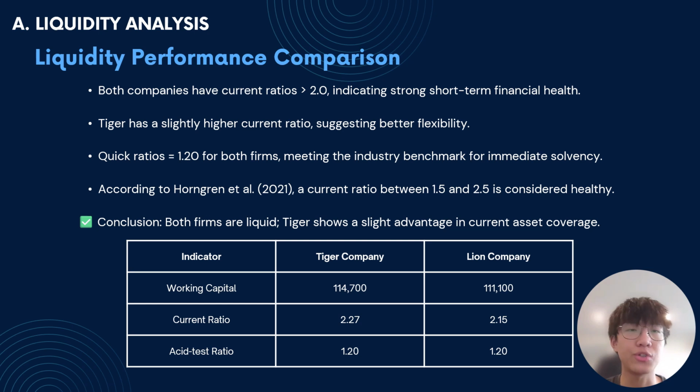According to the research, a current ratio between 1.5 and 2.5 is considered healthy. Since both companies fall within or slightly above this range, we can confidently say they are in good financial shape. In conclusion, both Tiger and Lion are liquid and financially stable, but Tiger demonstrates a slight advantage in both working capital and current ratio, giving it a marginally stronger liquidity position.